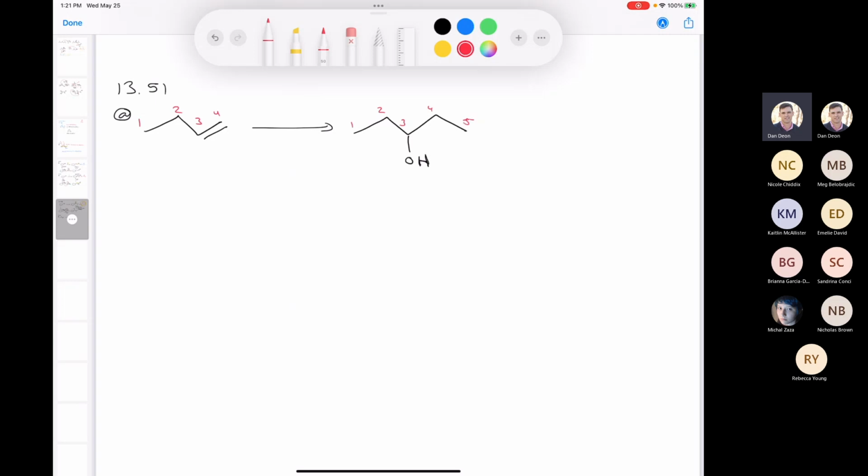And then we have a hydroxyl in the middle. So we only need to add 1 carbon to the molecule. And somehow we've got to put a hydroxyl group at this position. Now, how would we do that? Does anybody have an idea where you might start with this one?